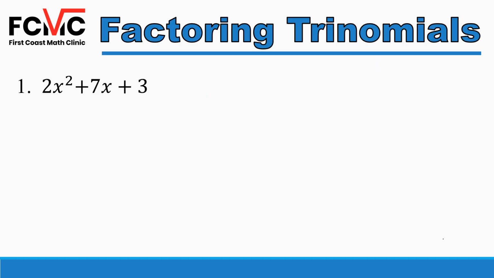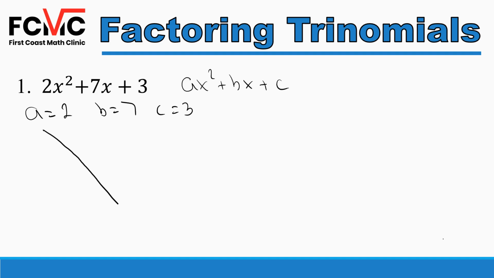All right, so our example number 1 is 2x squared plus 7x plus 3. The first thing we want to do: we know our general form is ax squared plus bx plus c, so let's identify a, b, and c. A is 2, b is 7, and c is 3. And we want to figure out our m and our n values.